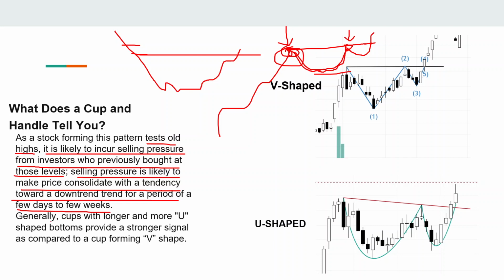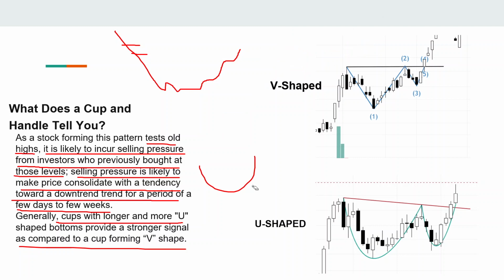So generally, cups with a longer and more U-shaped bottom like this one are preferred, as compared to the V shape. As you can see here, I have pasted two examples. Wait a second, let me remove all these drawings. So yeah, I have pasted two examples of two types of pattern. One is a U shape like this, and one is a V shape like this.